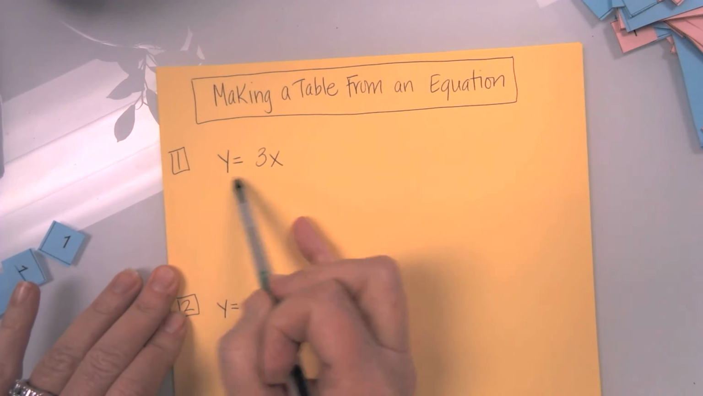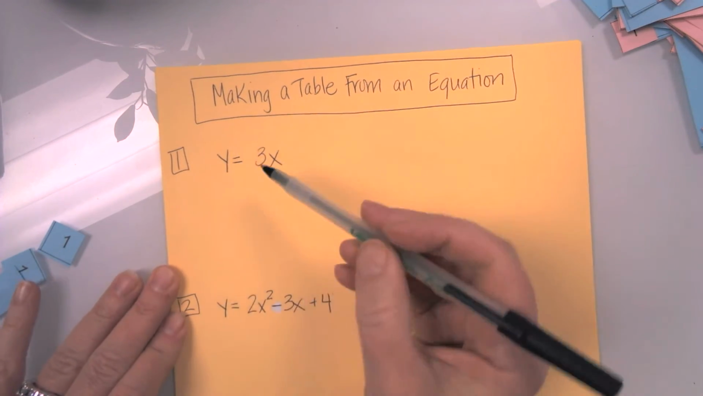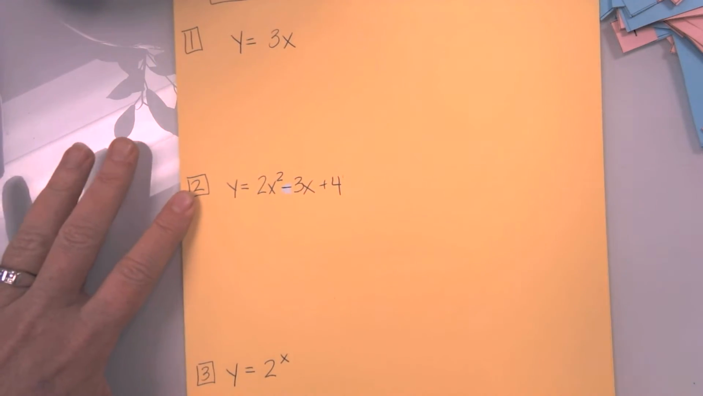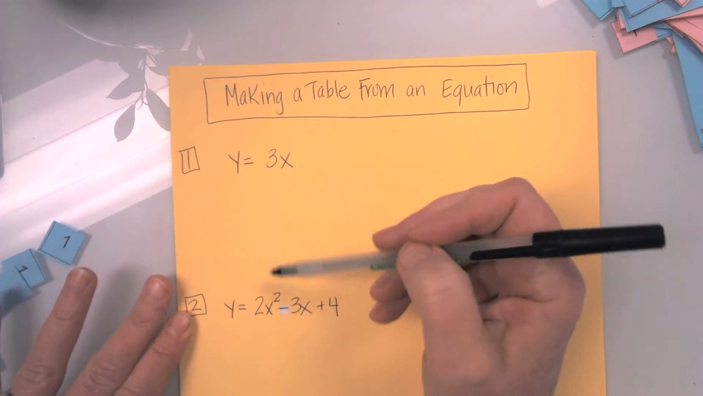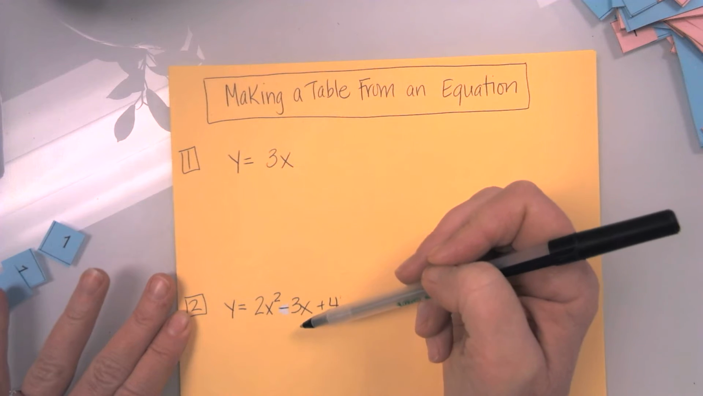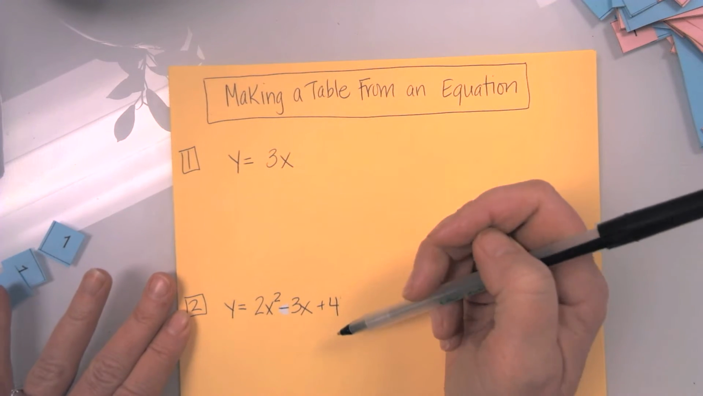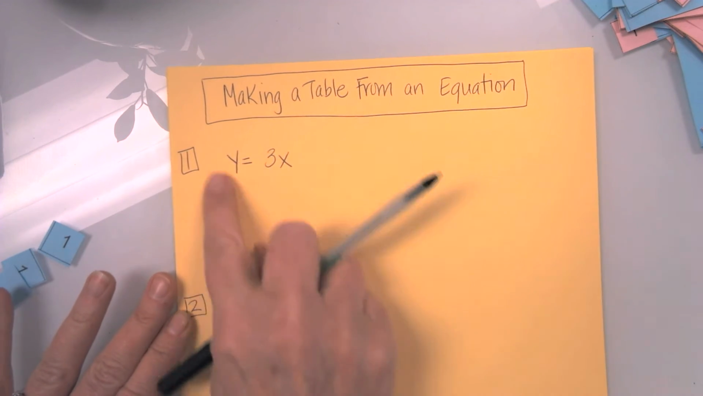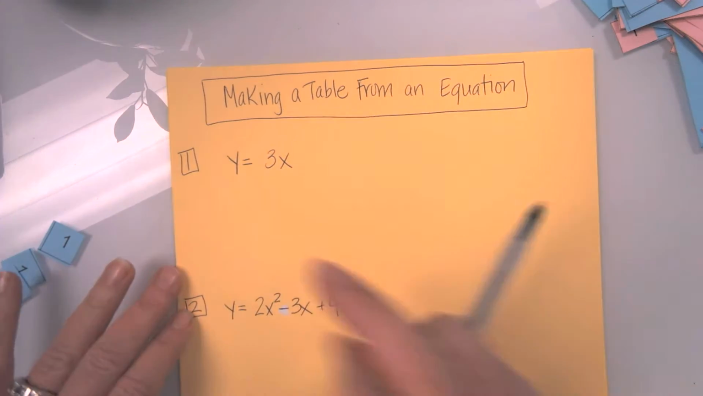So notice that I have an equation here. And eventually we're going to talk about the different types of equations that these are. But these are also called functions because they will graph in a way that a function does. And we're going to be learning about that. But I want to remind you how to put these together.